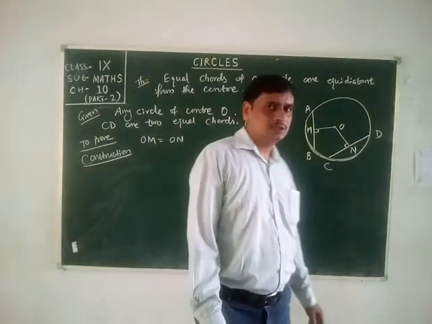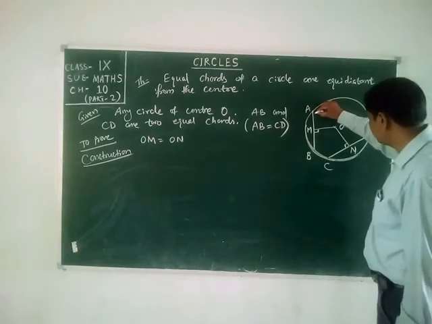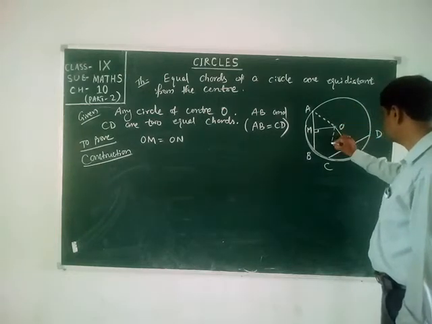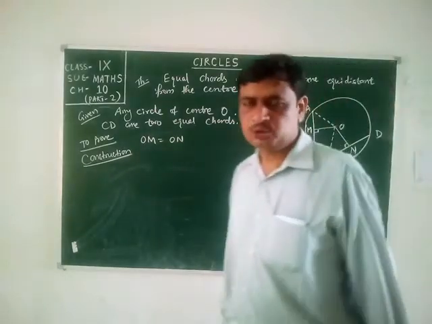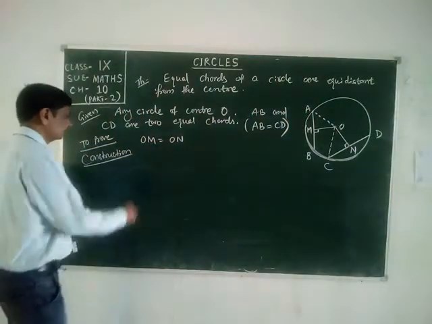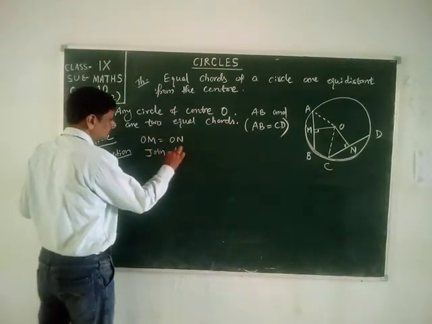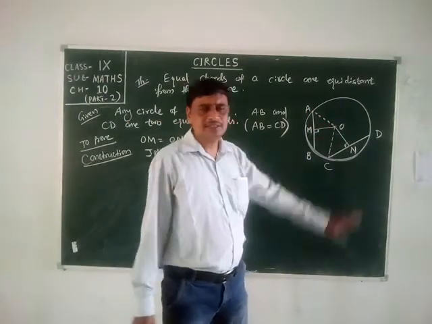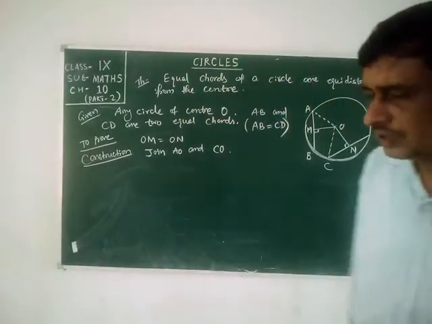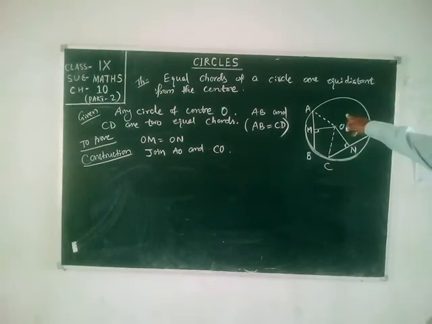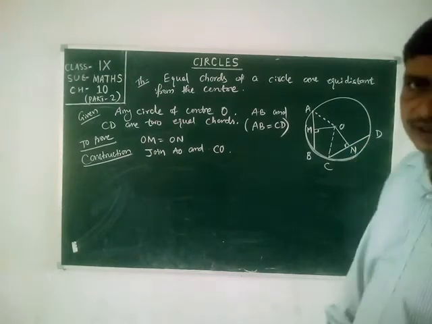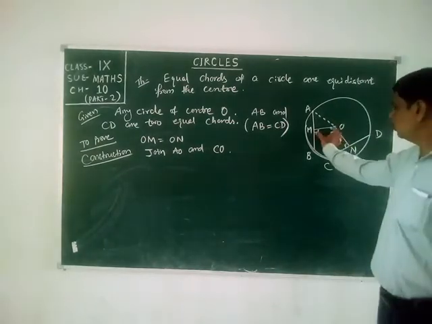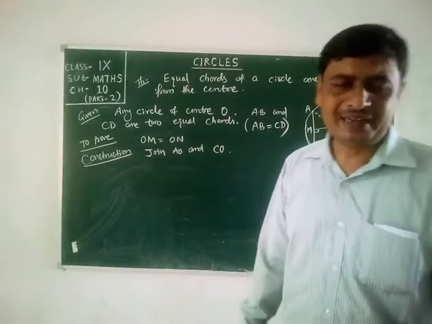Construction: join AO and CO. Here, if we take triangle AOM and triangle CON, and if we make them congruent, then OM and ON will be equal by CPCT.